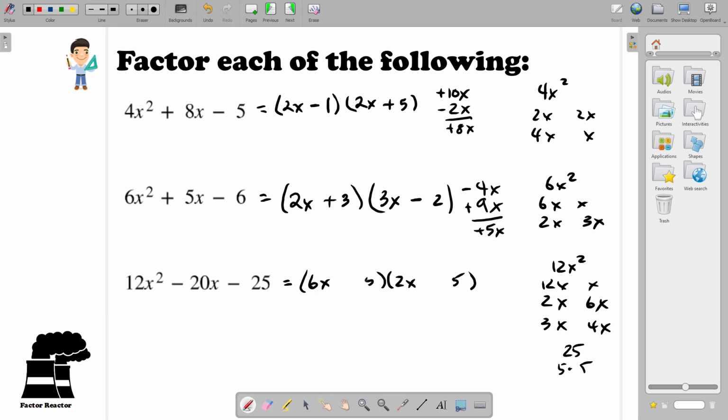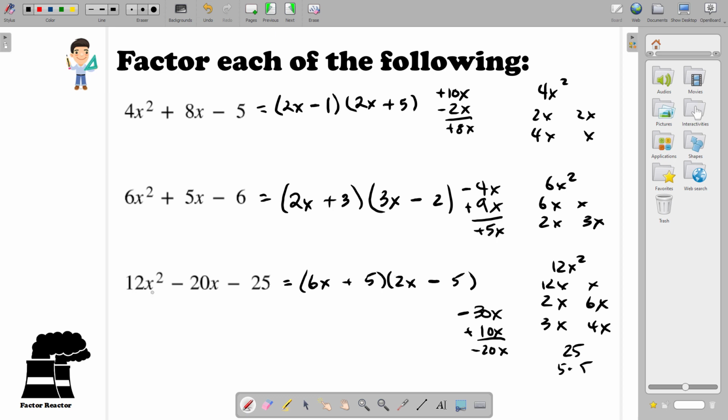Put 5 and 5. 6x times 5 is 30x. 5 times 2x is 10x. And I need a negative 20x. If I make the 30 negative and the 10 positive, 6x times 5, that needs to be the negative 30. And 5 times 2x, that needs to be the positive 10.